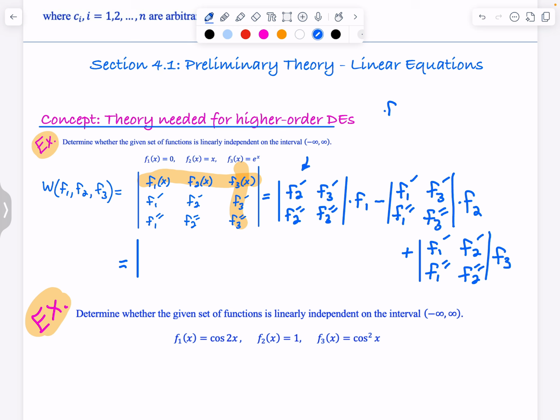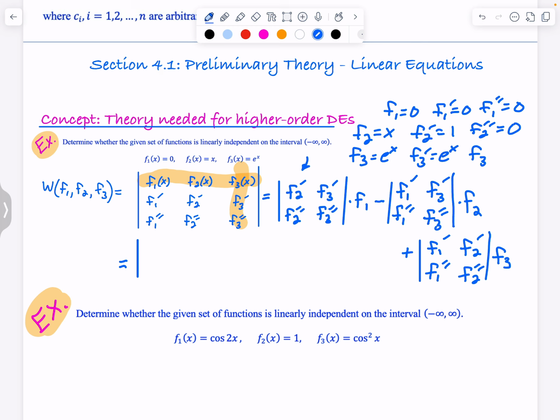Okay, so let's go ahead and do that. F1 is 0, so F1 prime is 0, F1 double prime, 0. F2 is x, so F2 prime is 1, F2 double prime is 0. F3 is e to the x, so F3 prime is e to the x, and F3 double prime is e to the x. So we'll fill all those in.